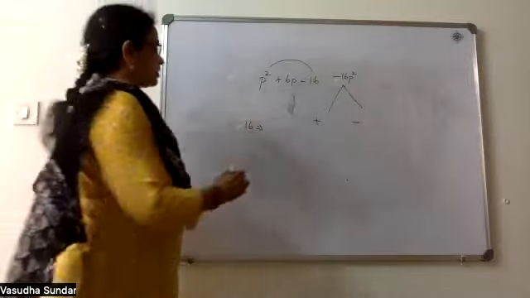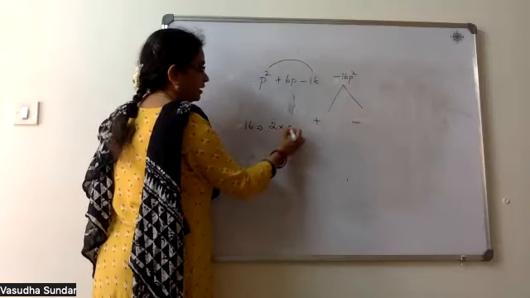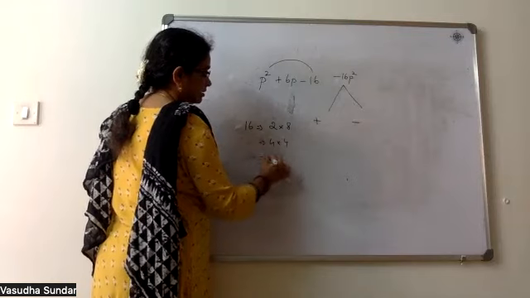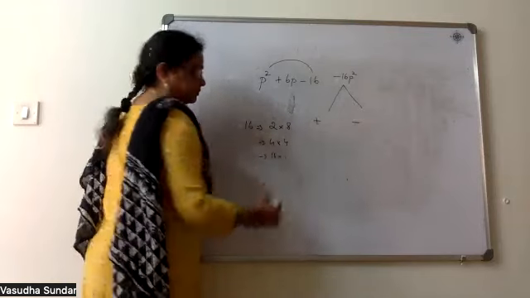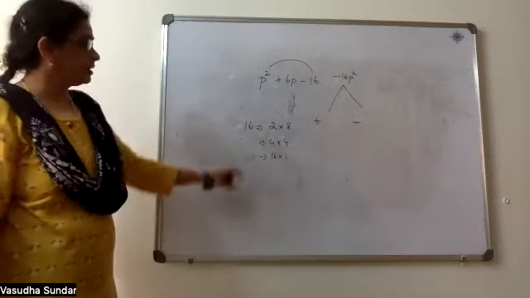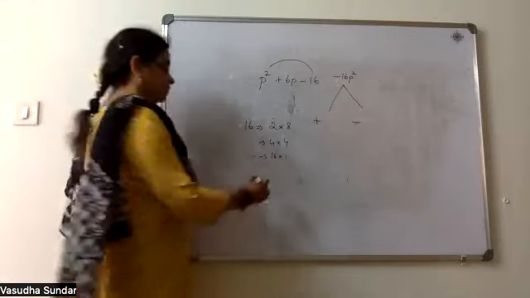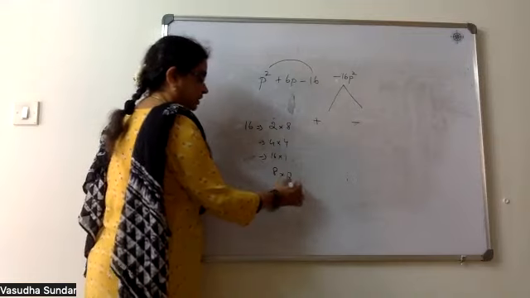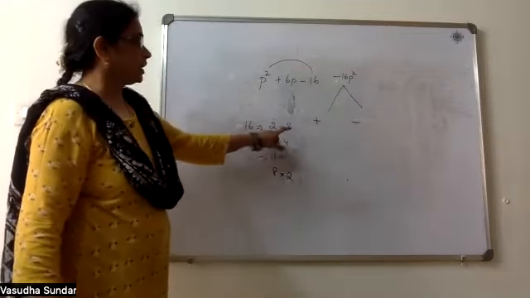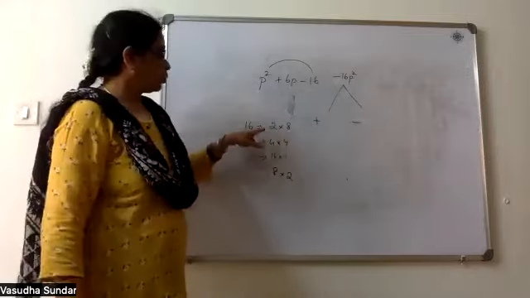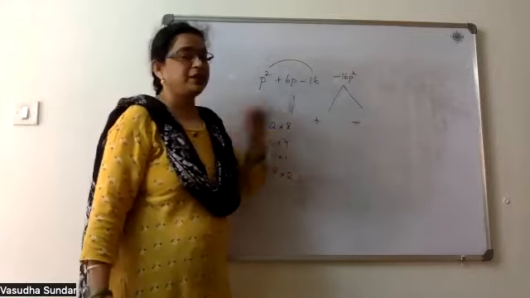So 16, what are the factors? 2 and 8, 4 and 4, and then 16 and 1. Correct? Now, when I take 2 and 8, if I take 8 and 2 also, here I'll write. If I take 2 and 8, 2 8s are 16. But one should be positive, one should be negative.